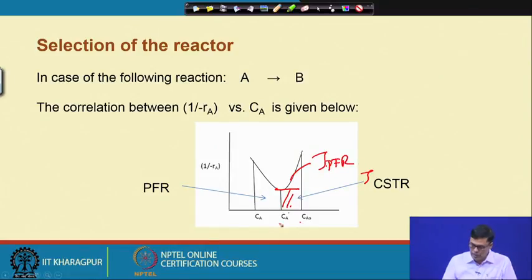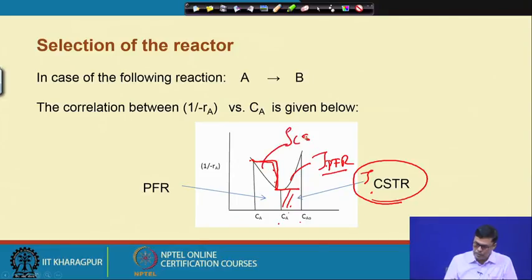So, from C A 0 to C A dash, our tau CSTR will be much less than tau plug flow reactor. So, our preference should be CSTR. Now, here the situation will be different. From C A dash to C A, the area under this curve will be tau CSTR. And the area under this head will be tau plug flow reactor. So, this is much less as compared to tau CSTR. So, we will go for the plug flow reactor.